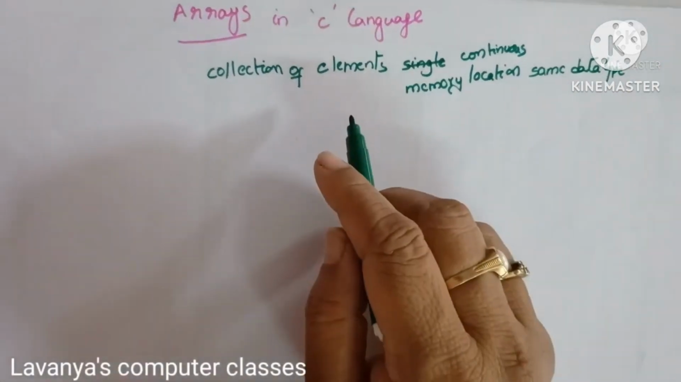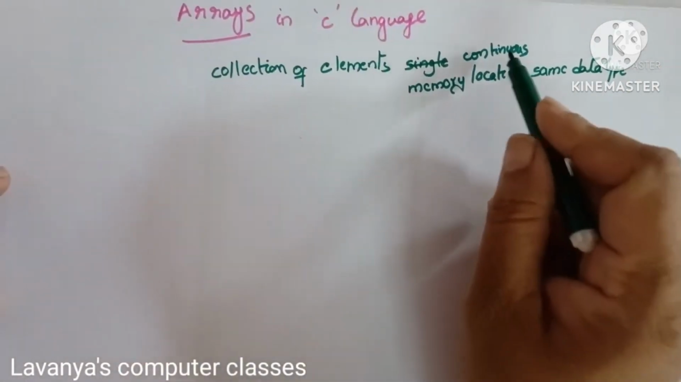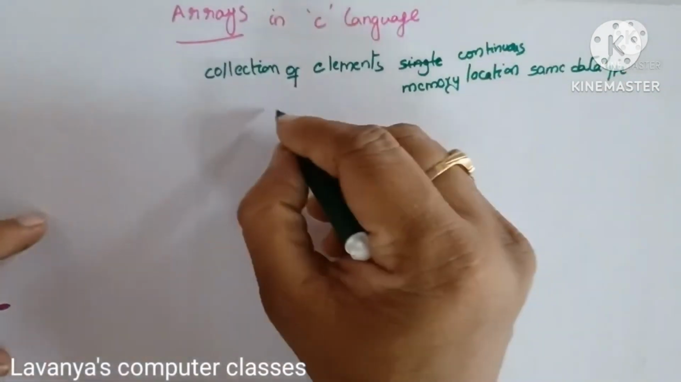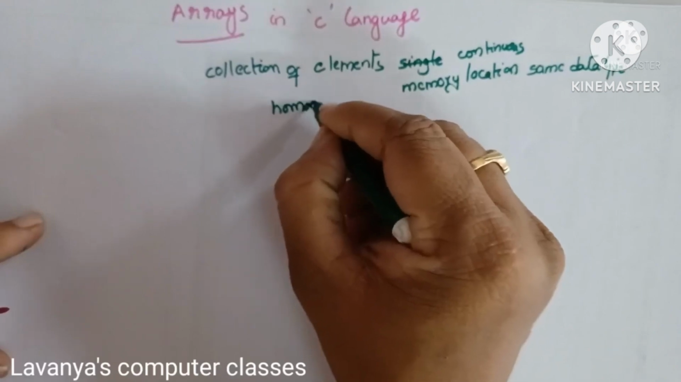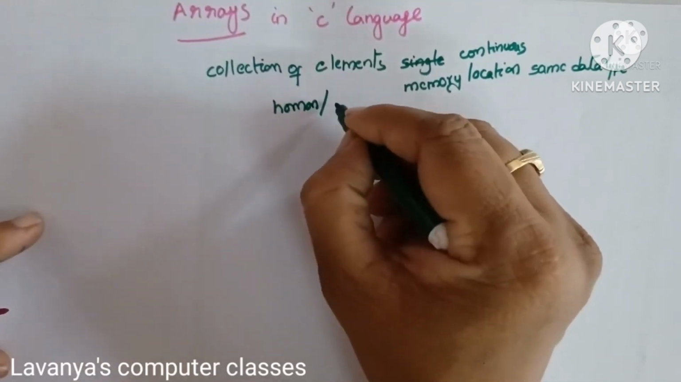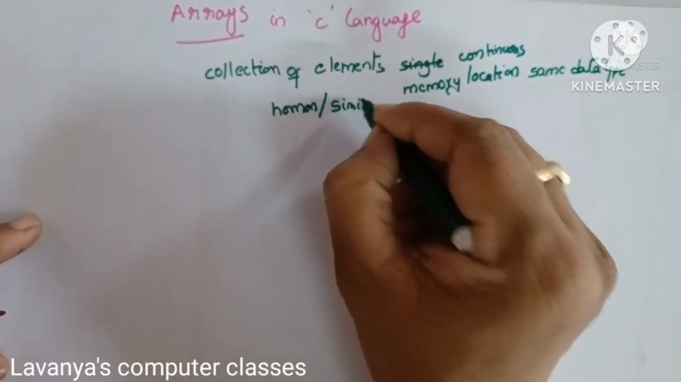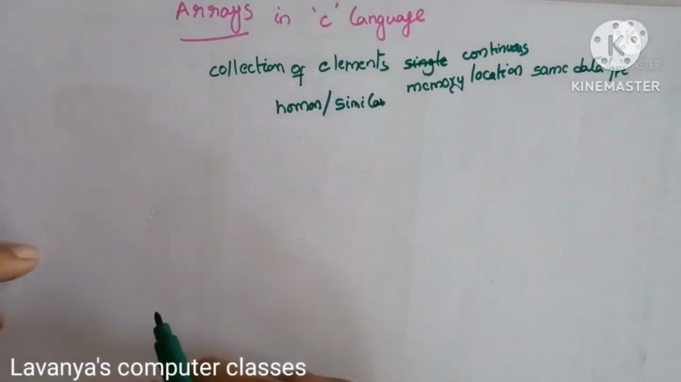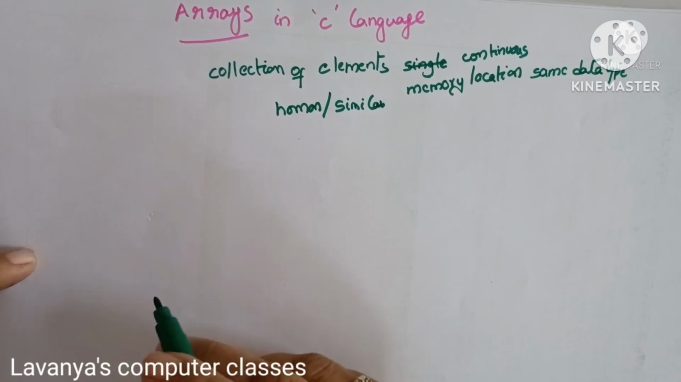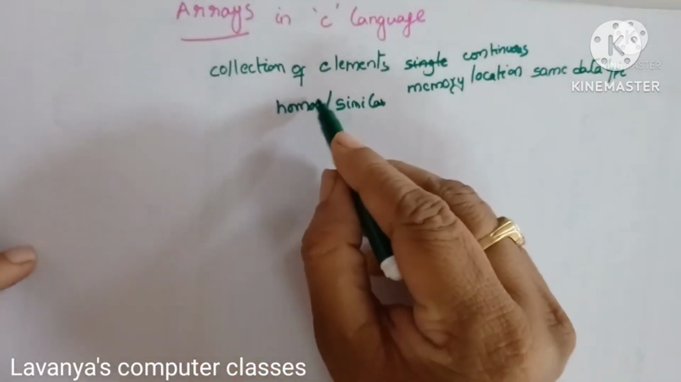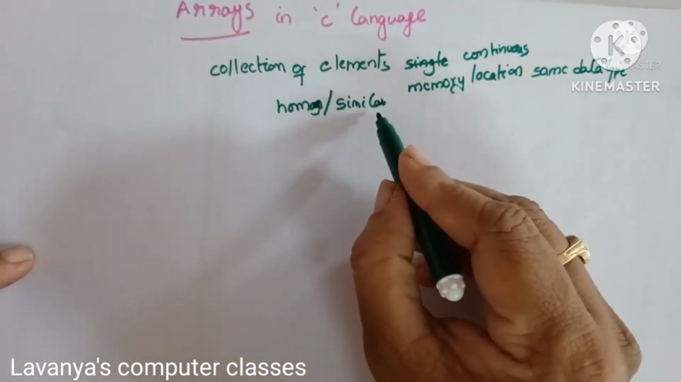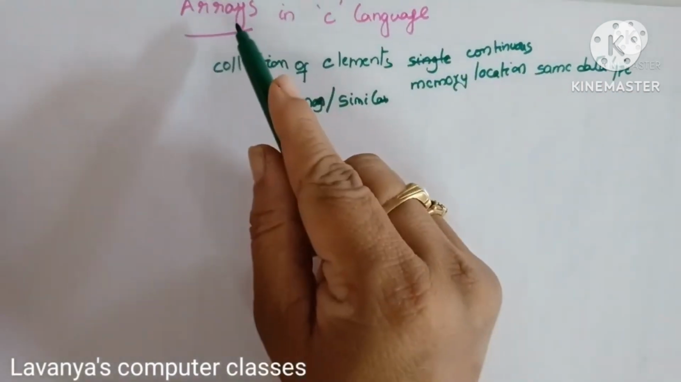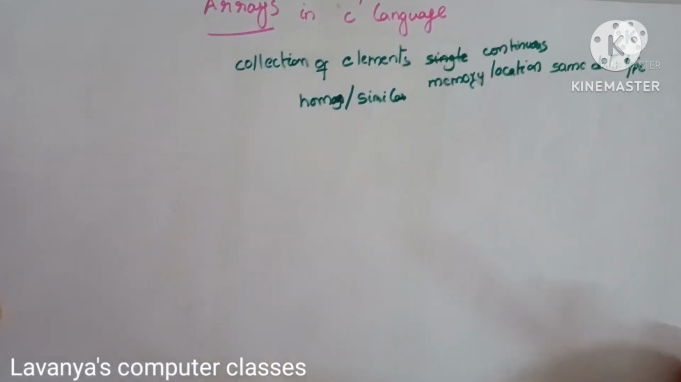The same data type is called either homogeneous data types, similar data types or related data types. So an array is a collection of elements. All belong to the same data type, we have to remember, same data type. All are stored in a single continuous memory location. That is called an array.